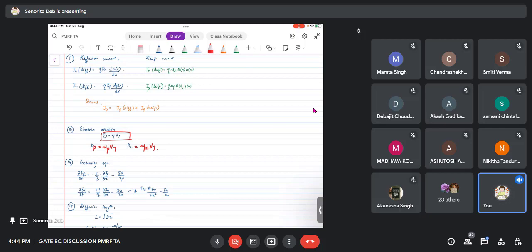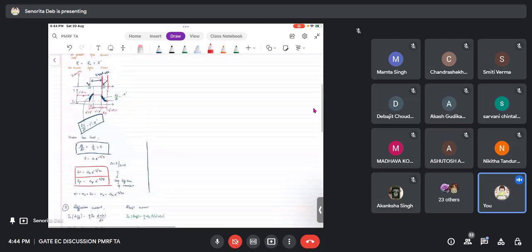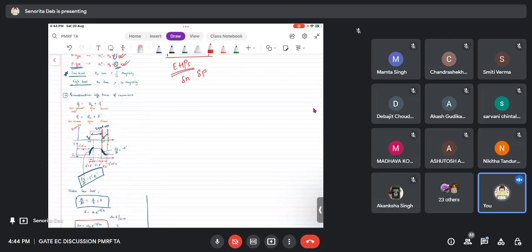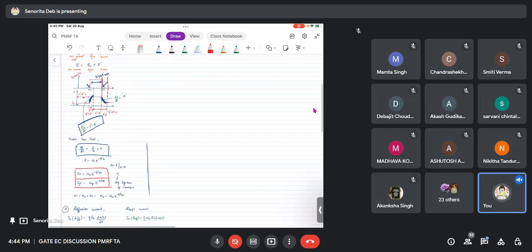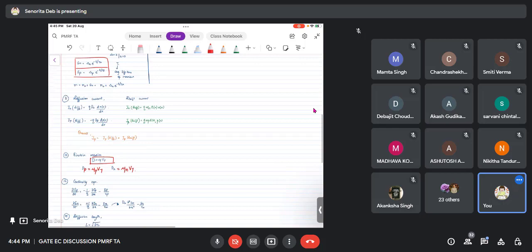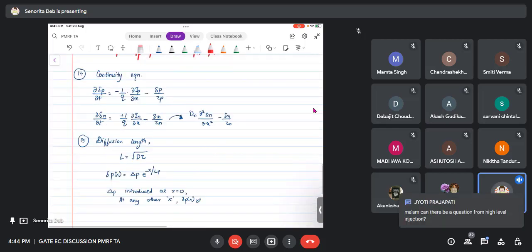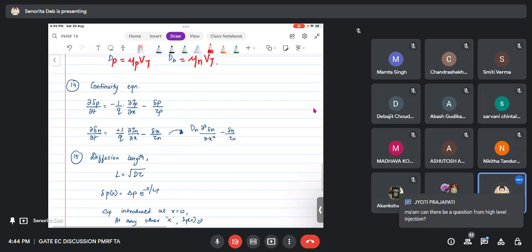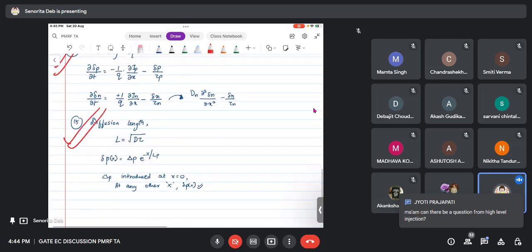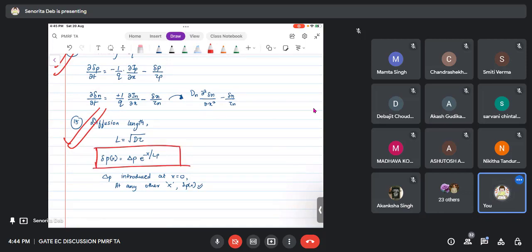But when I share this document, you will find it useful, like you are saying that you do not know what you should study and what you should leave. So, what is there in the document is something you should definitely study. That is why I am showing this thing. Okay. Now, continuity equation is this one. Okay. Diffusion length is given by this. This is an important relation. We will use this in a question, we will see.